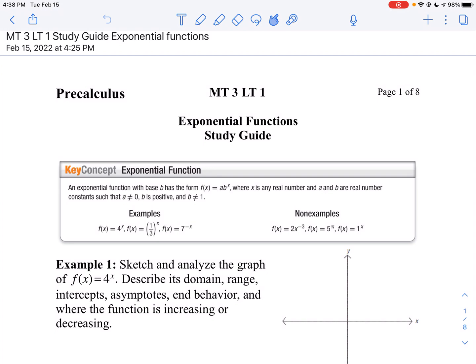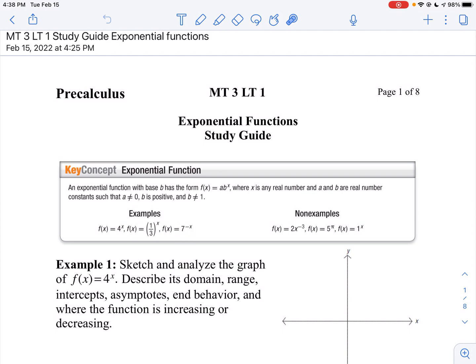First, we're going to start with an exponential function. An exponential function is anything where the variable is the exponent. It's a times b to the x power. A can't be 0, because if it was 0, you wouldn't have an exponent. And b can't be 1, because if we take 1 to anything, we just get the same thing. So examples are 4 to the x, 1/3 to the x, 7 to the negative x.